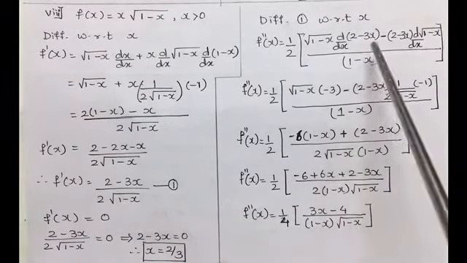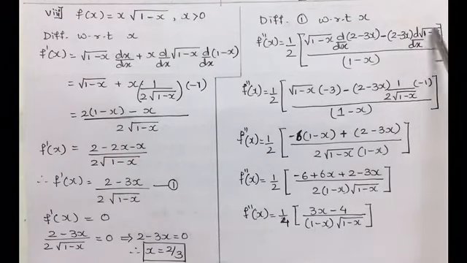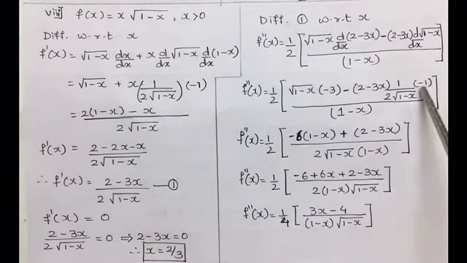So the derivative of 2 minus 3x is minus 3. The derivative of root of 1 minus x is 1 upon 2 root of 1 minus x, and the derivative of 1 minus x is minus 1. So use your chain rule.